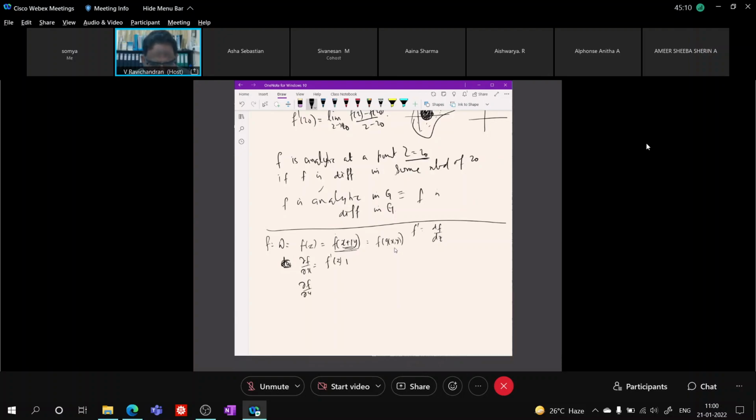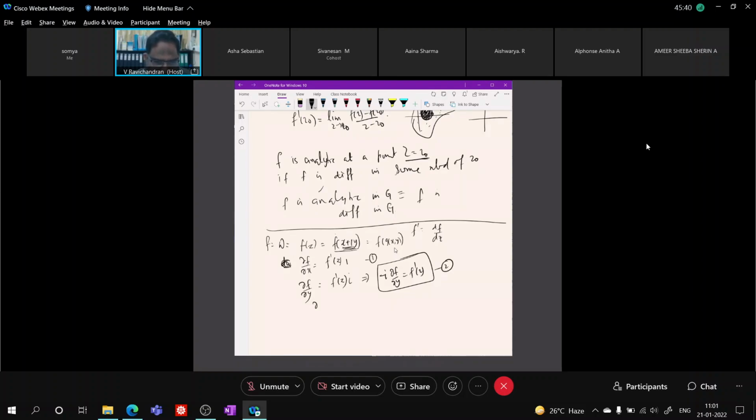Similarly, if you do the partial derivative with respect to y, then you will get f dash of z, because this is z. And if you differentiate x plus iy partially with respect to y, then you will get i. So what you can see is that for f dash you get two formulas. One formula is here. The second formula is minus i times dou f by dou y equal to f dash. This is the second formula for f dash. So you can equate the two formulas.